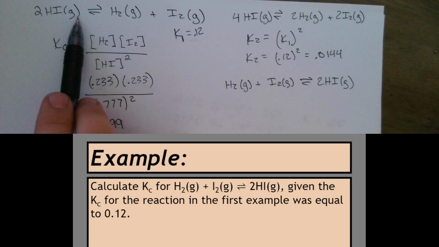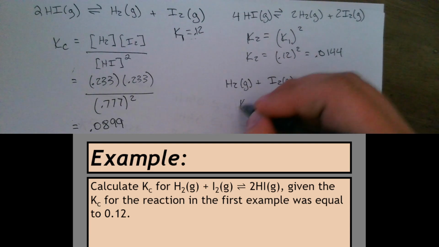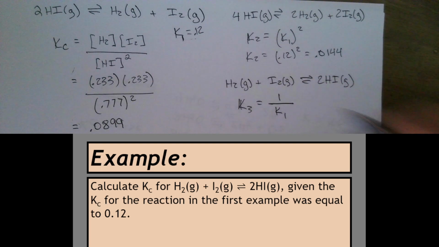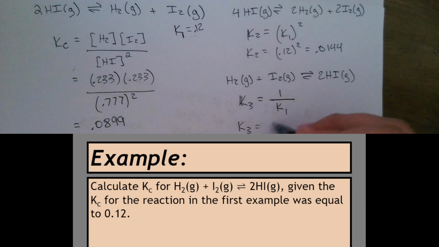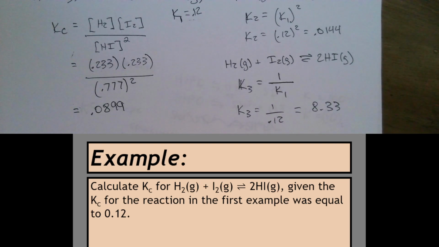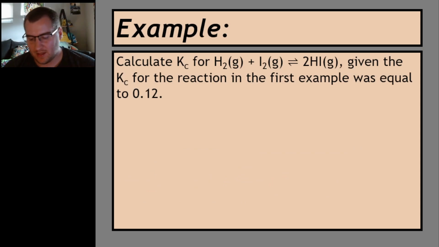Okay, this is just like this reaction, but it's inverted. I'm going to call this one K3. It's going to equal 1 divided by K1. We flip the reaction, which means we're going to flip products and reactants. So to get K3, it's just 1 over 0.12, which is 8.33. Okay, so that's how you manipulate or solve for K. And that's kind of what it means.